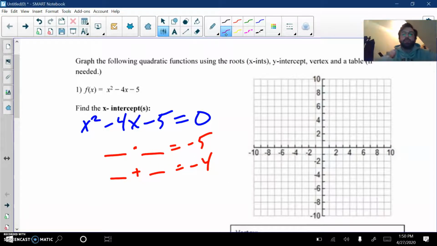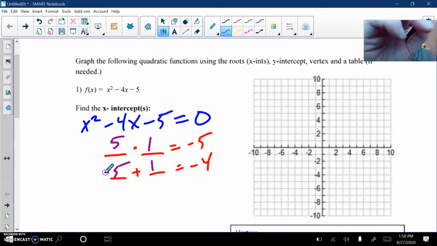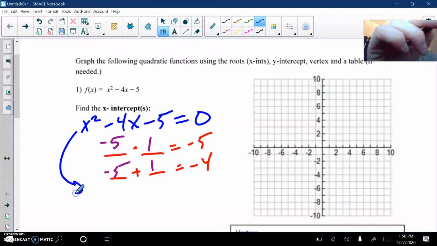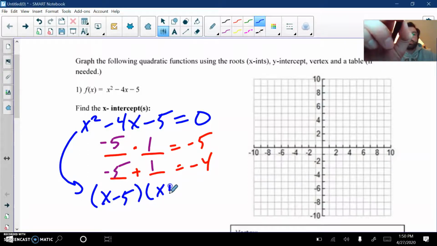Well, 5 is a prime number. Since 5 is a prime number, the only numbers that will multiply to 5 are 5 and 1. If I want these two numbers to add to negative 4, then the 5 needs to be negative. So this would factor as x minus 5 times x plus 1, and that's equal to 0.